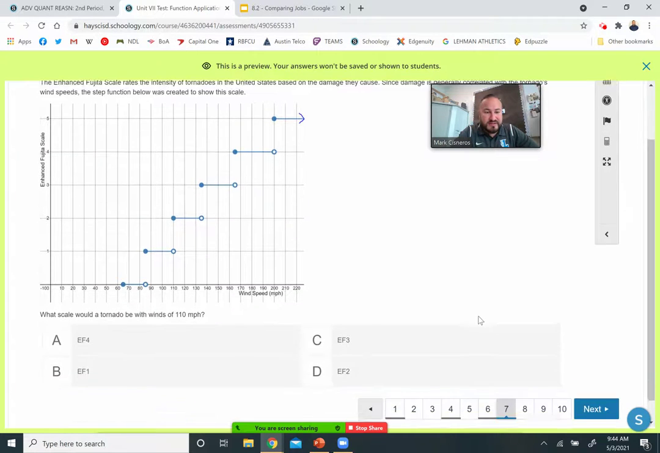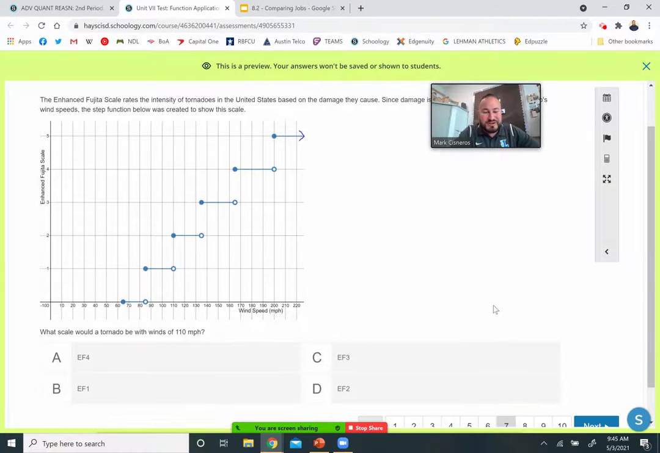Next section. This question came directly from that 7.6 Ed puzzle. It was a really short Ed puzzle, 7 minutes about step functions, and more than half the people missed this question. No, I'm sorry. About 40% of people missed this question because they didn't do the assignment.